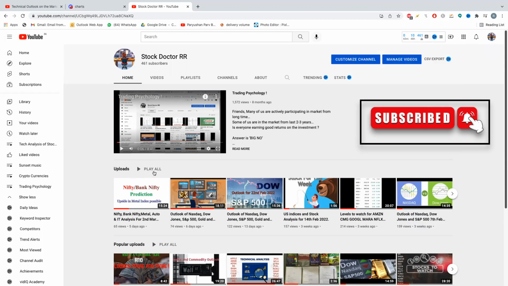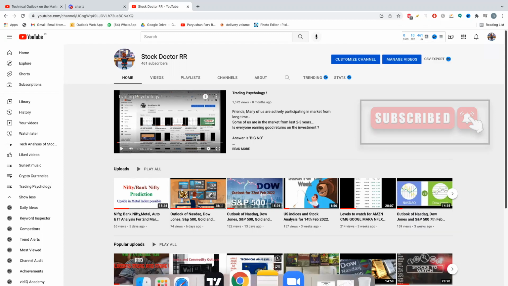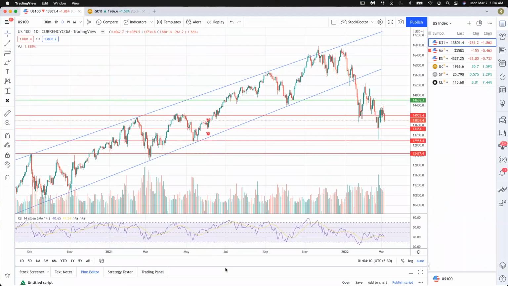So let's go and see TradingView here. This is our favorite application. Now let's see US 100.